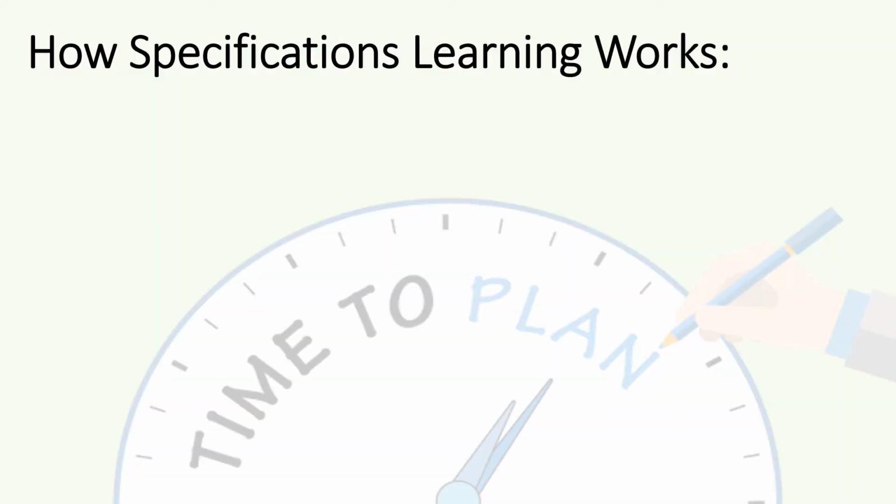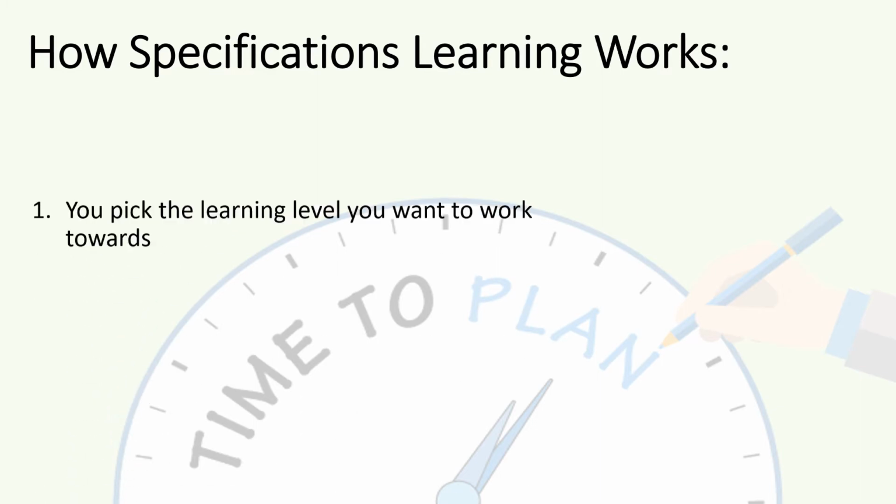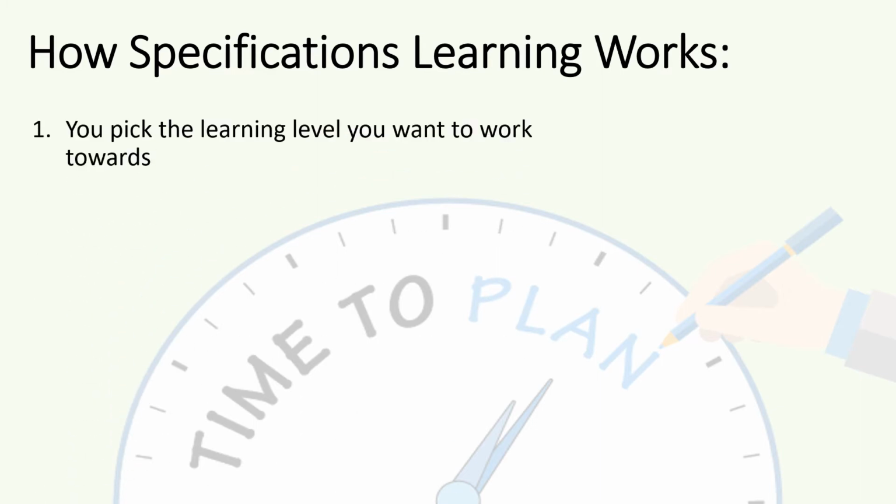So here's how this works. You pick the learning level you want to work towards. This is something you need to decide now. It's not a case of waiting until the end of the course and then seeing which learning level requirements you came closest to meeting, and that's the one you pick. Instead, it's about setting a goal in terms of what you want to get out of this class and then working to meet that goal.